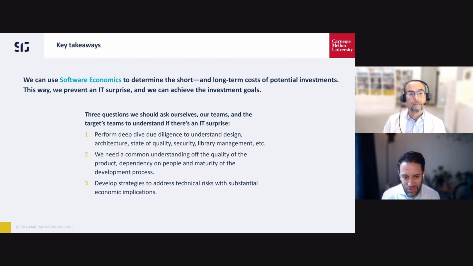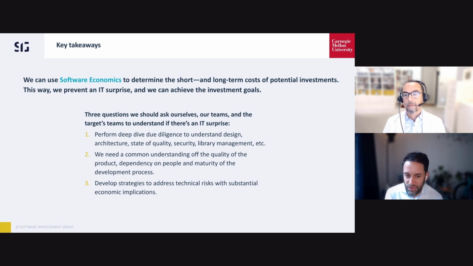So there are three things we should be aware of. When doing due diligence, acquiring new companies, or expanding a portfolio of companies, first is to perform this type of deep dive due diligence. Understand a software's design, architecture, the state of the quality, the amount of technical debt, security, etc., to really argue about what the current risks are, but also what I need to do in order to speed up the roadmap development.